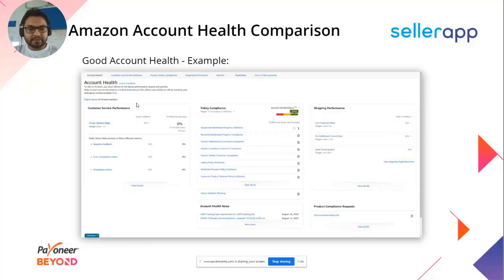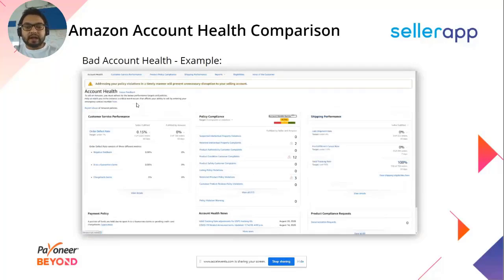So let me look at examples of good and bad dashboards, right? If you look at this particular person's dashboard, it's a good and healthy dashboard. 0% defect rates. There is just one intellectual property violation, maybe because of the brand, but still he has time to respond to it. And this is an example of bad account health, right? Bad defect rates, number of violations by the customers, infringement policy violations, trademark violations, right? And because of this, the account is suspended at this point of time.